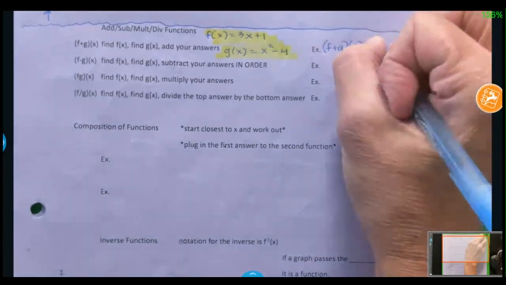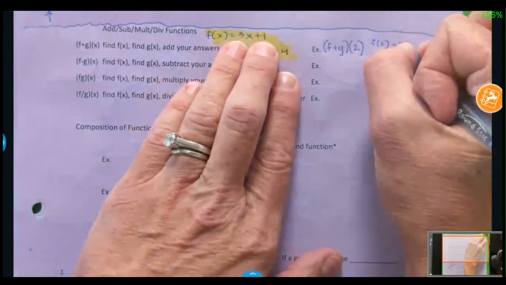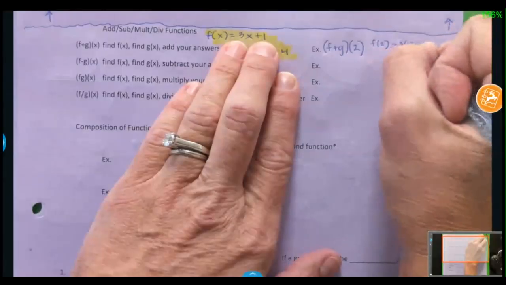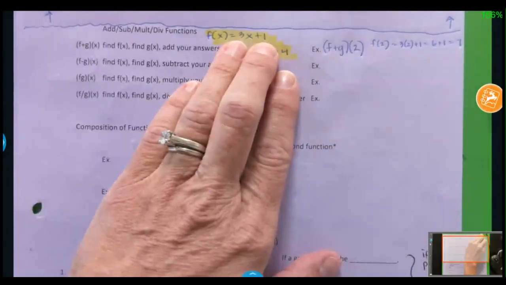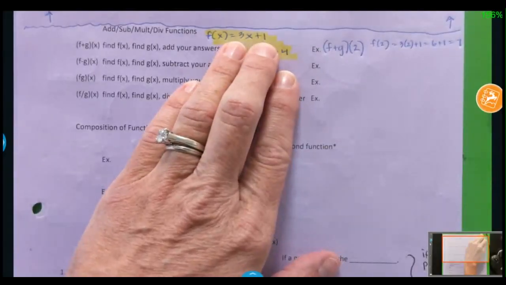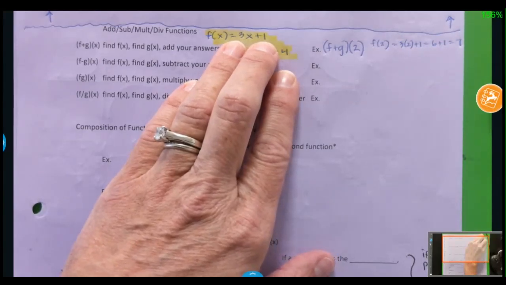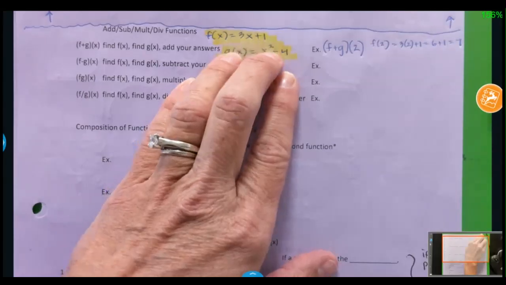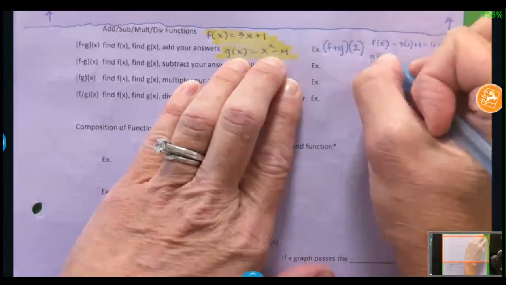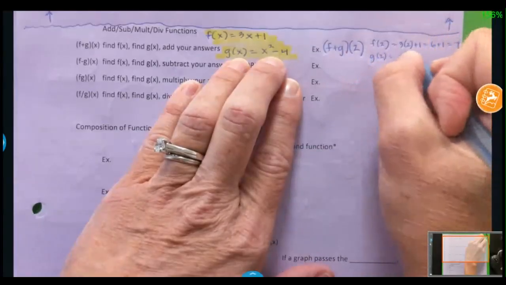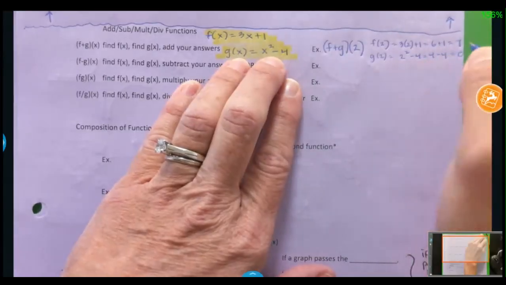So the first thing we're going to do is we're going to find f of 2. So go to your f function and plug in a 2. So 3 times 2 plus 1, that's going to be 6 plus 1, which is 7. That is f of 2. Now, order matters. So the addition is commutative, but subtraction and division are not. So make sure you follow the order. The next thing I'm going to do is g of 2. So g of 2 is going to be 2 squared subtract 4. That's going to be 4 subtract 4, which is 0.